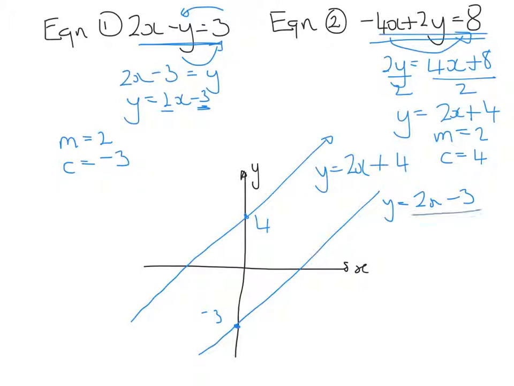Well, wait a minute, no wonder I don't get a solution. These two lines are parallel because they have the same gradient, and therefore they'll never cross. No wonder we couldn't figure out any solutions before. Now, let's have a look at the next slide.